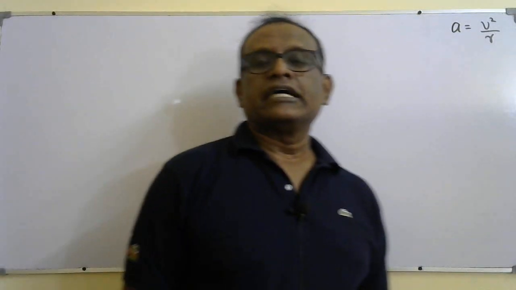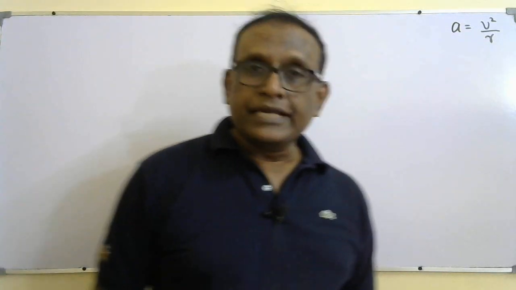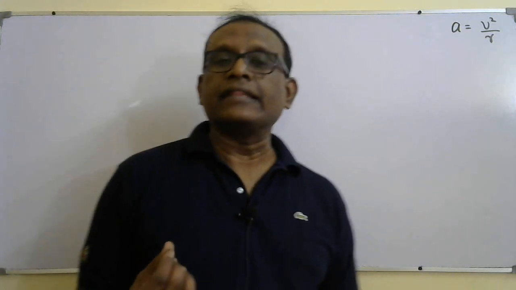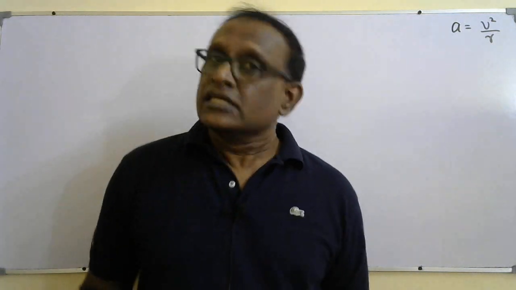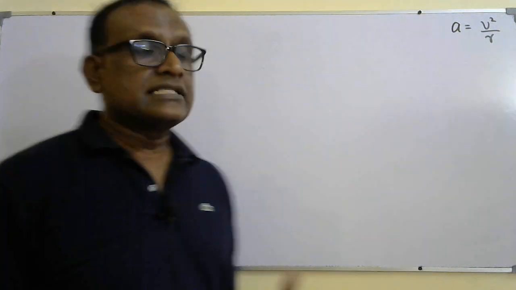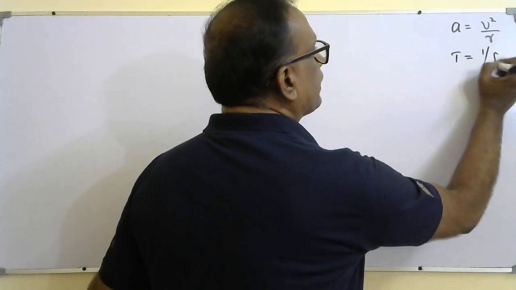Okay, so the time taken to complete one full circular path is called the time period, denoted by capital T, and the number of orbits completed per second is called frequency. You know the relationship between frequency and period, T equals 1 over f. So that will be the second equation.